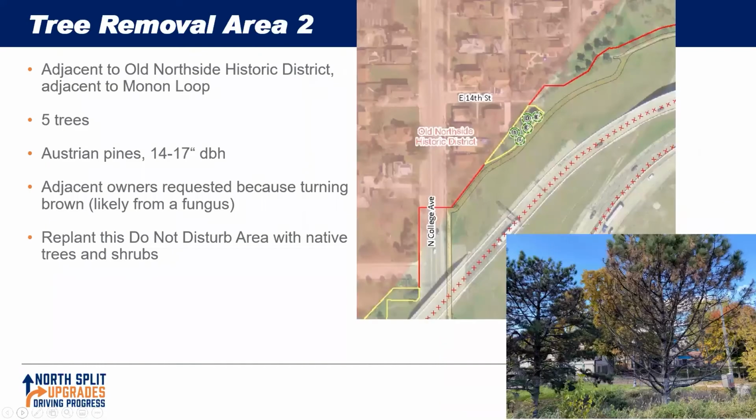Tree removal area number 2 is in a do not disturb area near College Avenue and 14th Street. It is adjacent to both the Monon Loop Trail and the Old Northside Historic District. There are actually 5 trees in this area that are being proposed for removal. They are Austrian pines, and they are turning brown. They're likely turning brown because they have a fungus, and this fungus ultimately over time will likely kill these trees. So the property owners had requested that they be removed and this area be replanted with native trees and shrubs. That's what we're proposing to do.